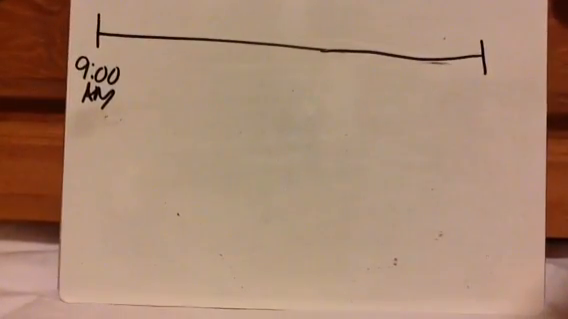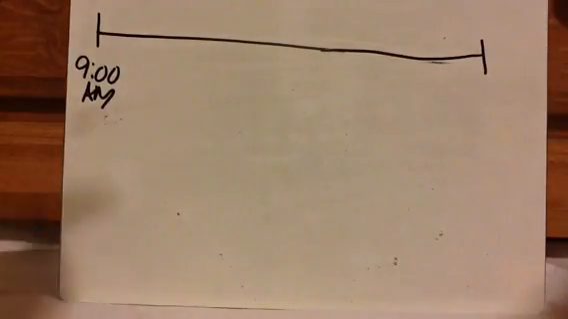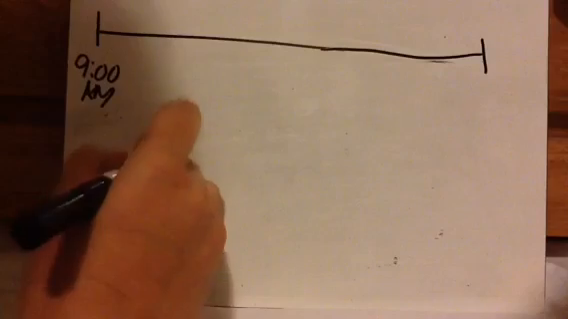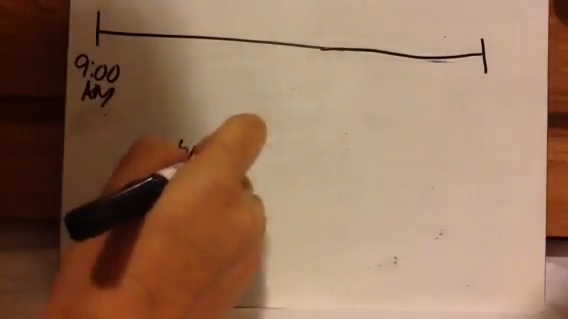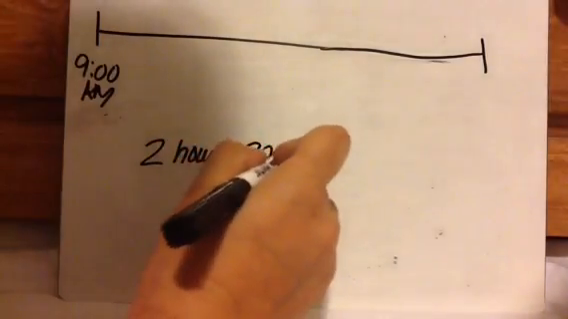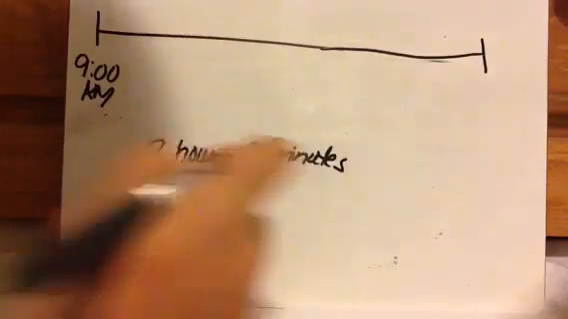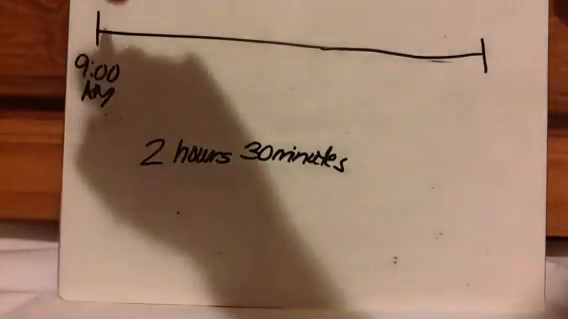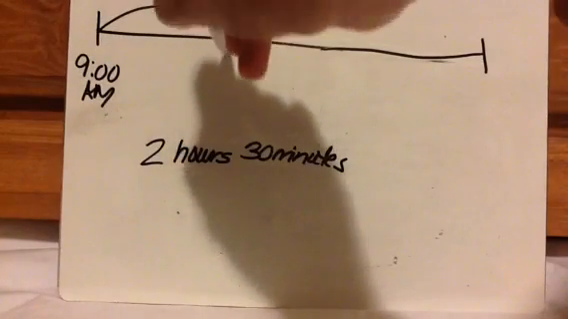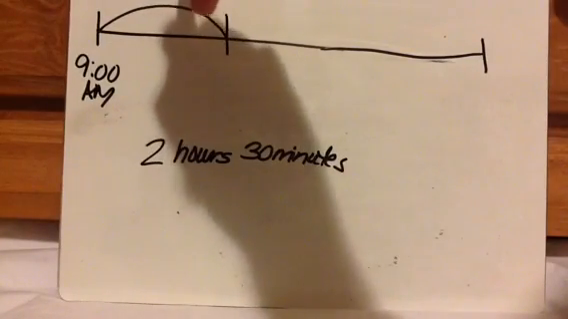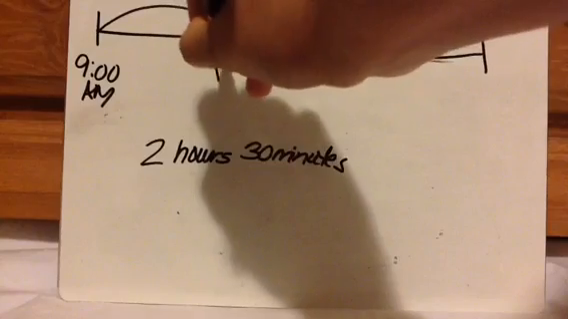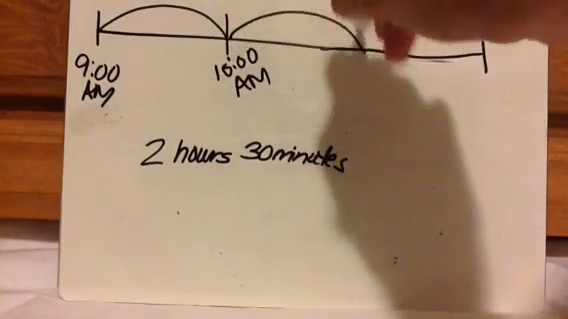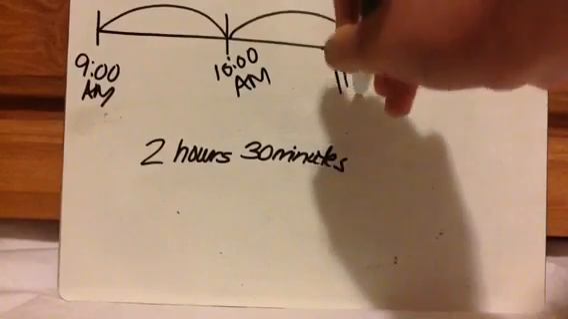Okay, so now we're going to talk about minutes. So let's say something started at 9 a.m. and whatever you're trying to accomplish took 2 hours and 30 minutes. Okay, so the way to do that is you would do your normal 2 hours, so 9 o'clock plus 1 hour would be 10 o'clock. 10 o'clock plus 1 hour is now 11 o'clock.